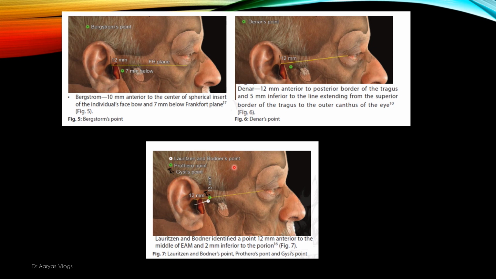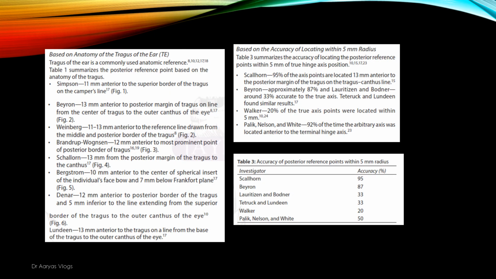Then Lauritsen's and Brodner's point. Here Lauritsen and Brodner identified a point 12 mm anterior to the middle of external auditory meatus and 2 mm inferior to the porion. Here it is the porion. So it is 2 mm inferior to the porion and 12 mm anterior to the middle of external auditory meatus. So based on anatomy, the tragus of the ear is actually a commonly used anatomic reference. So these are the various reference points according to this article.